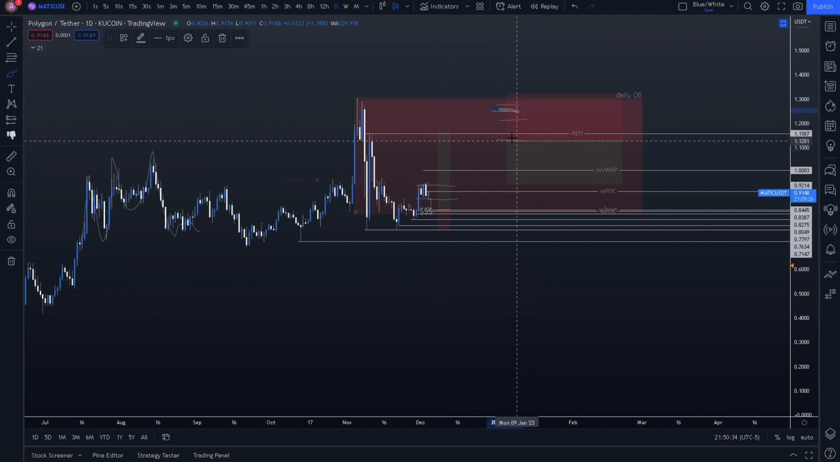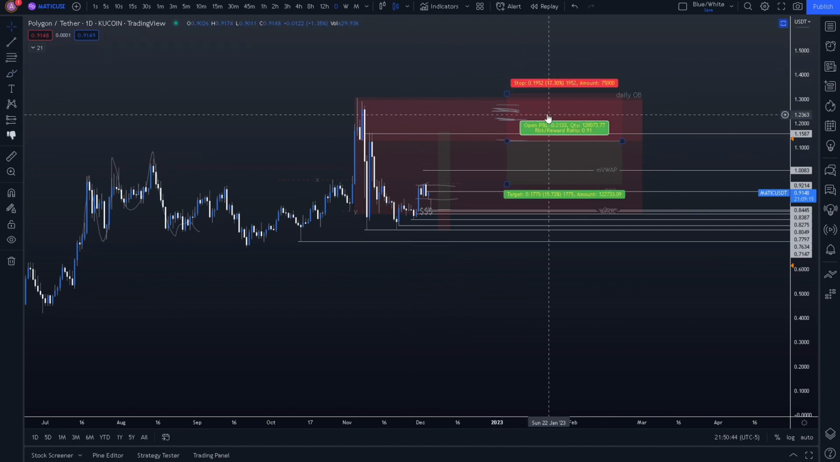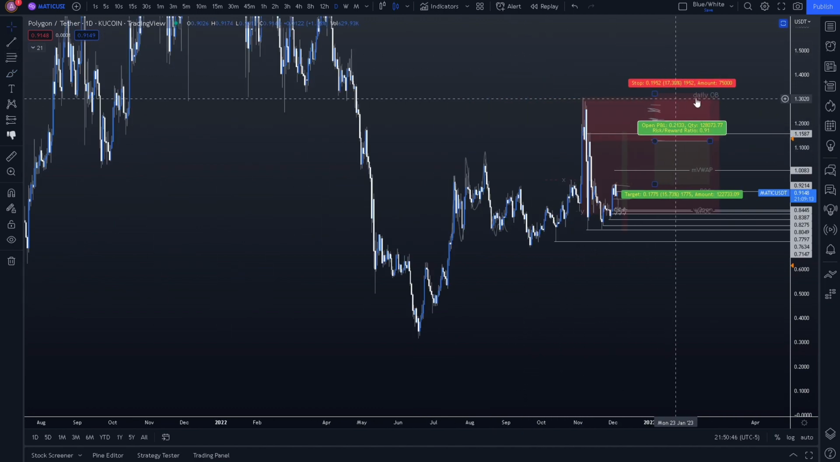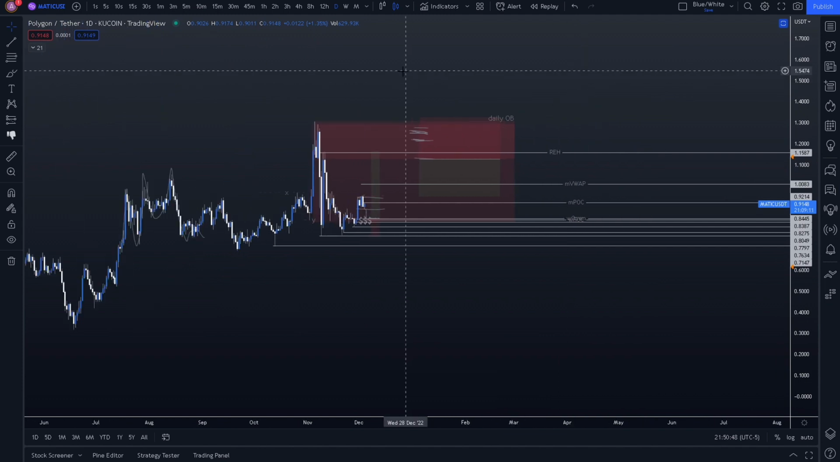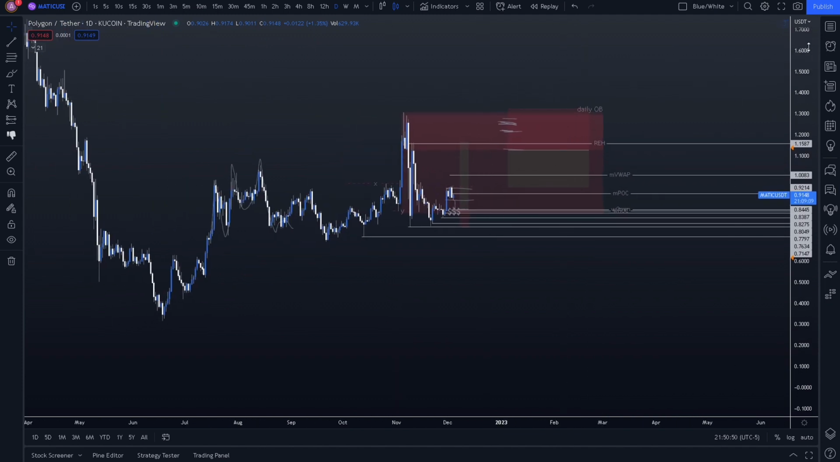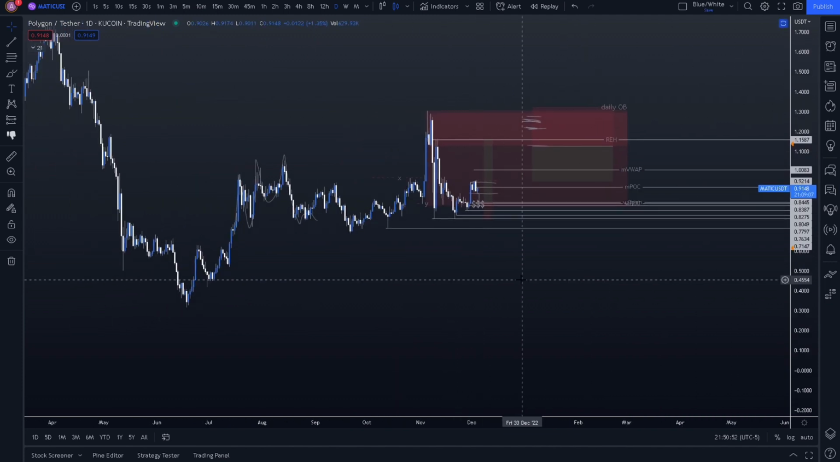And just say you entered equal portions, 33, 33, 33, then your average price would be right here, right in the middle. So definitely I like to scale in my positions to really give myself a better stop loss and a greater PNL and RR.